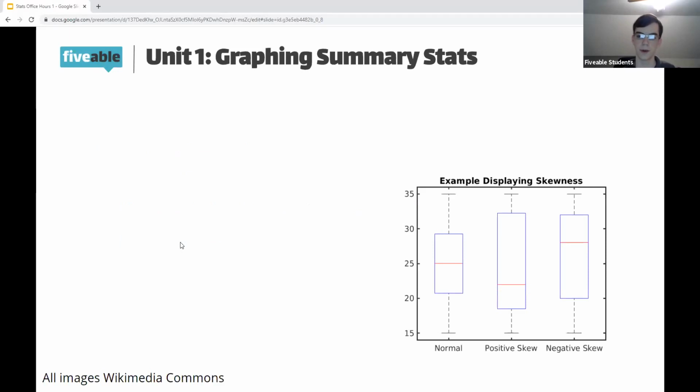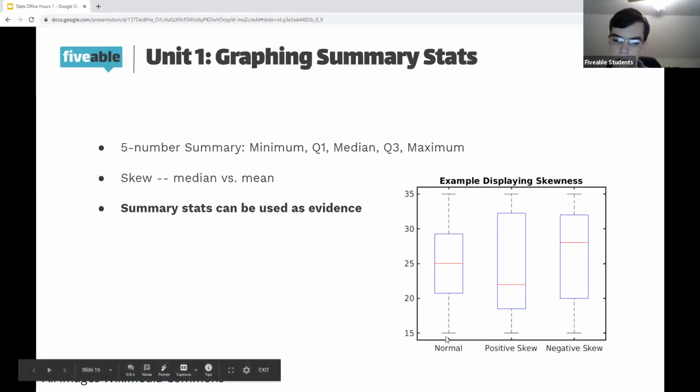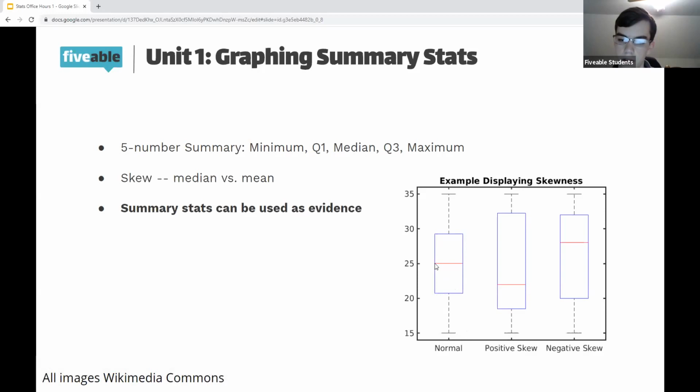All right, so now how do we graph summary stats? We look at the box plot, which is based on the 5-number summary. So we've got the minimum, quartile 1, median, quartile 3, and the maximum. Here we can see the minimum is represented at 15. Then we've got quartile 1, the median, quartile 3, and the maximum. And these can be displayed either horizontally or vertically.